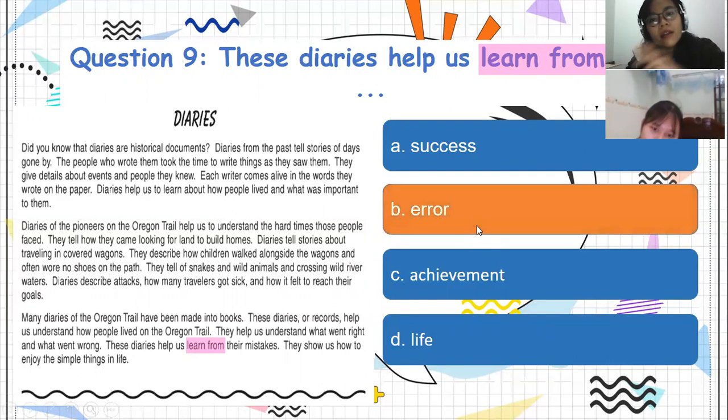But error will not be exactly the correct answer, because you know what is error, what is mistake, and what is error. Yeah, the same meaning in Vietnamese, right? But there is something different in English. What is error? When you see an error, you can see this on the computer. When some error happens in your computer, you can see it on the calculator.